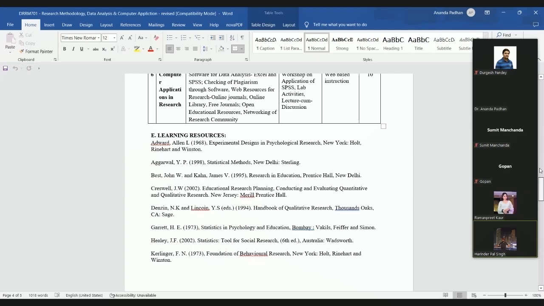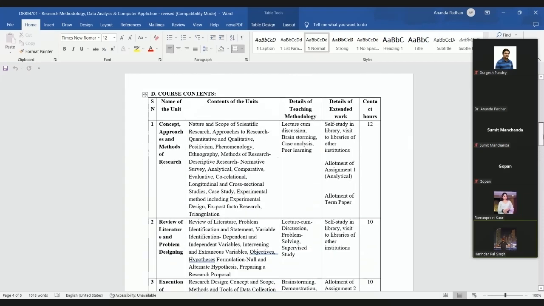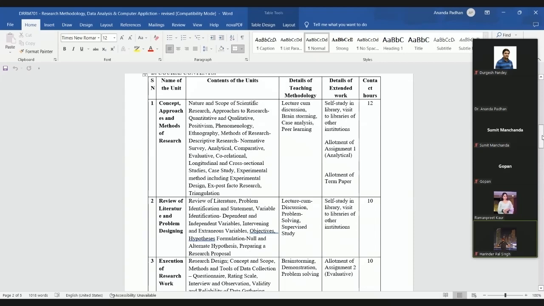So this is broadly about the syllabus or course structure. Okay, now any queries or anything on this? Then I'll go to the unit 1.